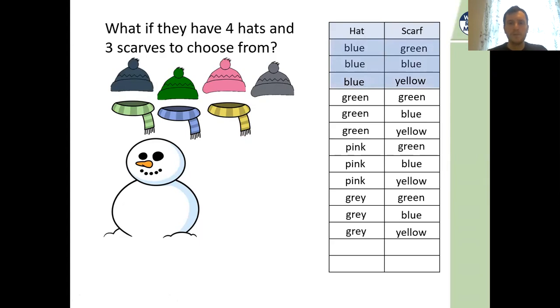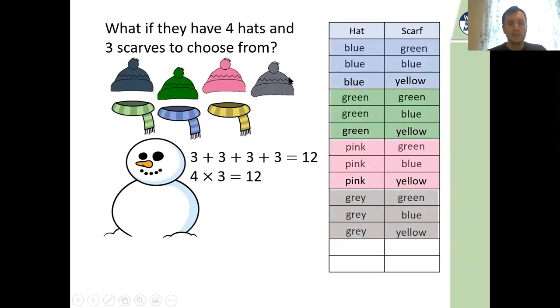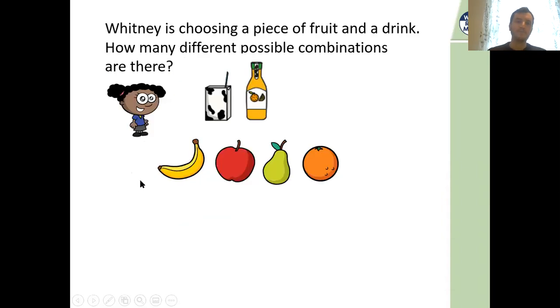We've got 3 for the blue hat, 3 for the green hat, 3 for the pink hat, and 3 for the grey hat. So again, we can use that calculation, 4 times 3, which gives us 12. And we can check that by counting these. 1, 2, 3, 4, 5, 6, 7, 8, 9, 10, 11, 12. There are 12 possible combinations.